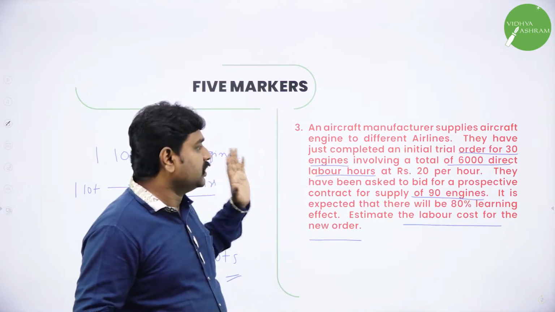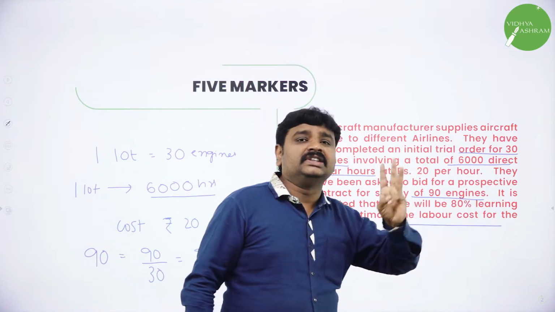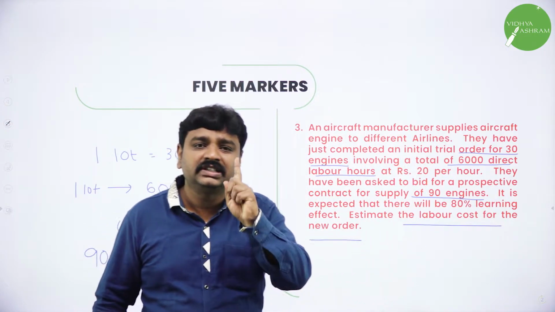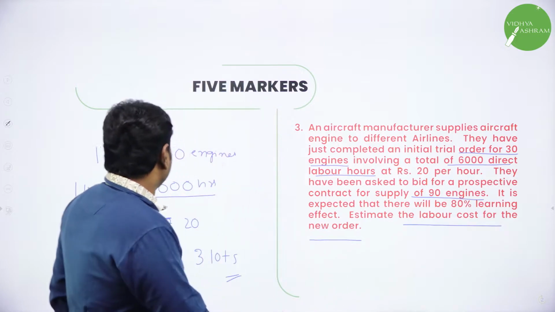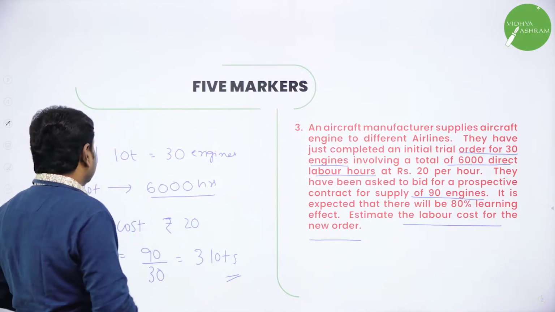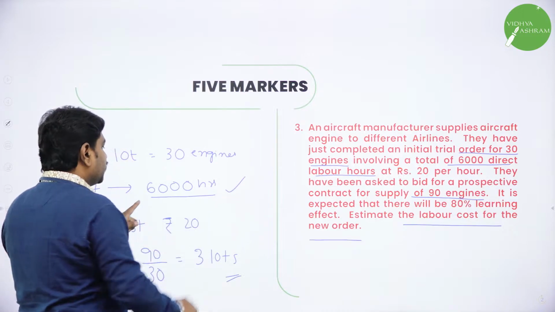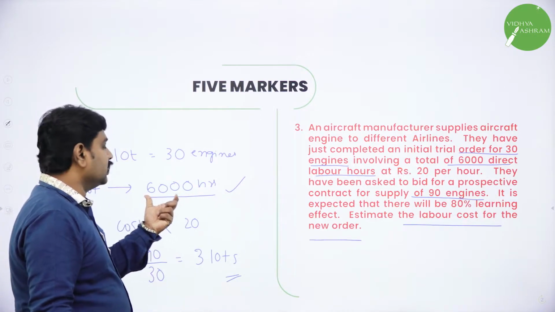What is given? They told initial order 30 engines. Initial order 30 engines. 30 engines you call it as one lot. So for one lot we call it as 30 engines, and for these 30 engines they are taking 6,000 hours. This is the first lot time taken.